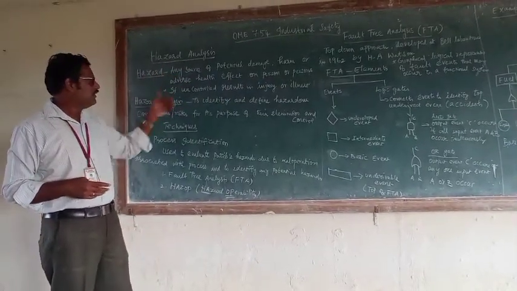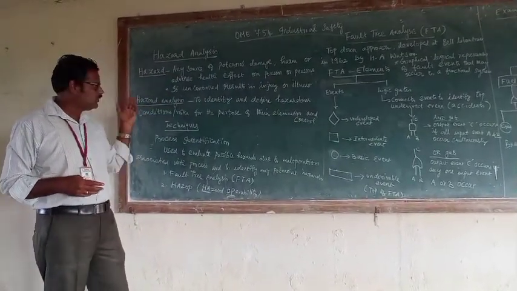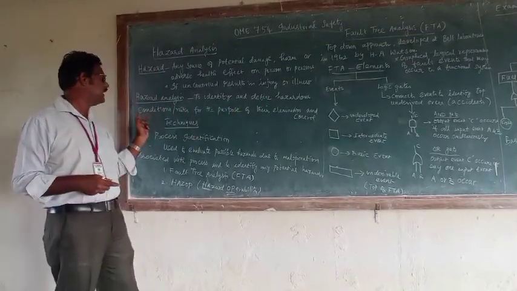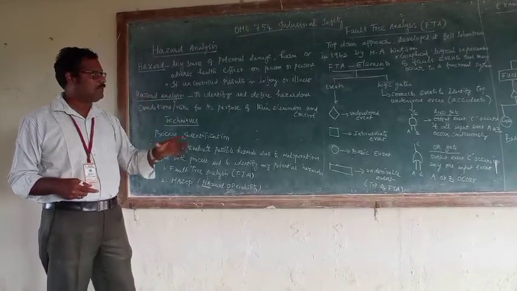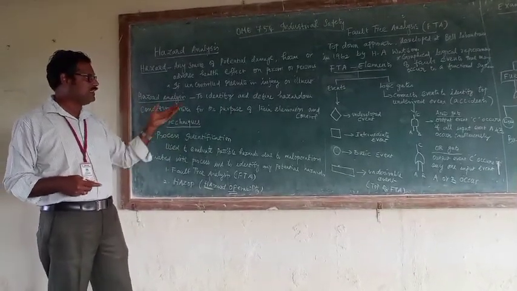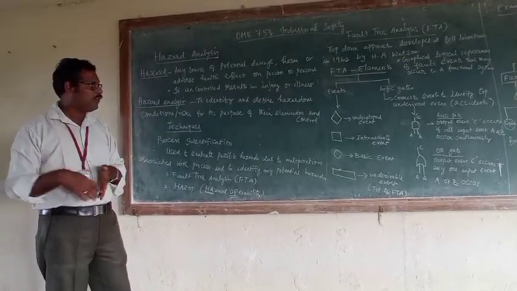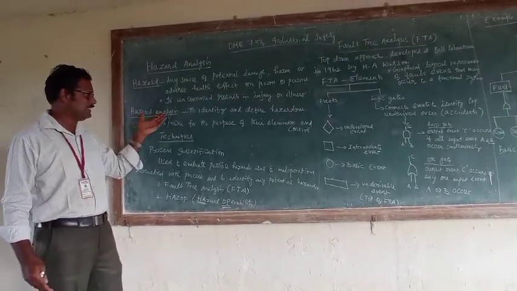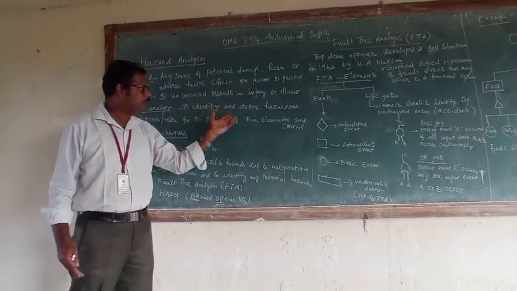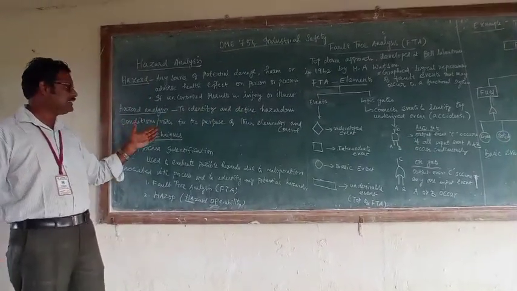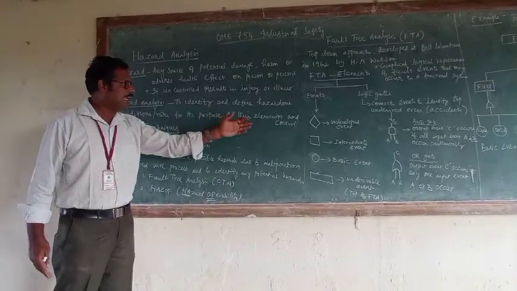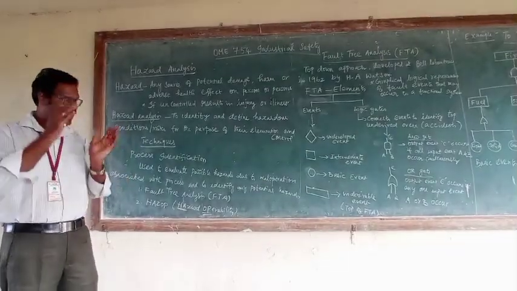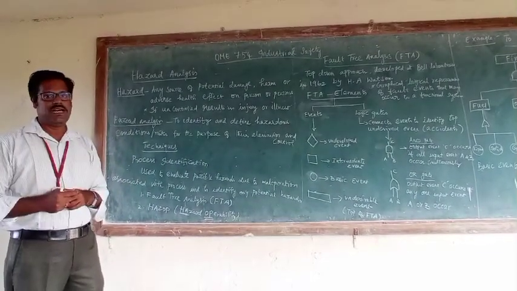Next we move on to hazard analysis. Hazard analysis is nothing but to identify and define the hazardous conditions for risk. What are the possible conditions or risks in the environment has to be identified by the analysis called hazard analysis. It is to identify and define hazardous conditions for the purpose of the elimination and control of the hazard. By using that analysis we can eliminate and control the hazards.